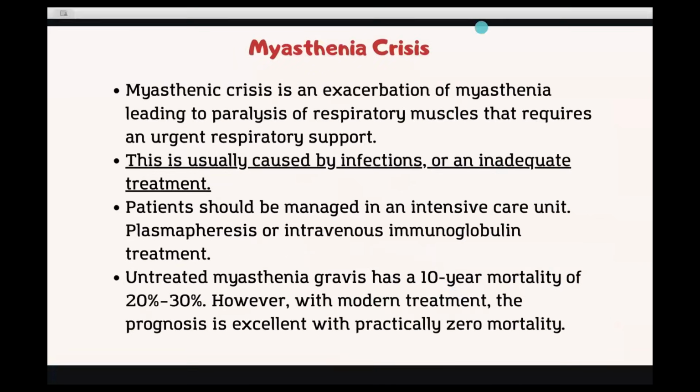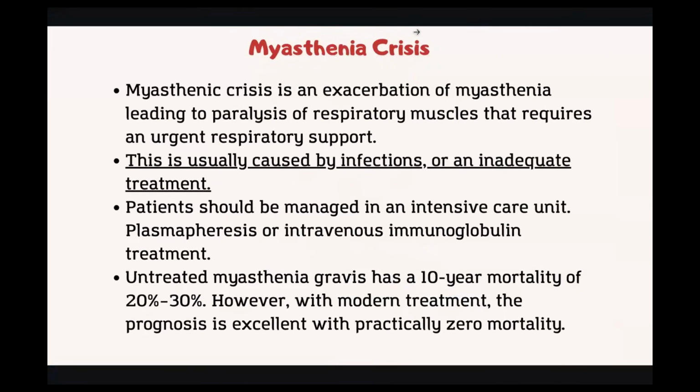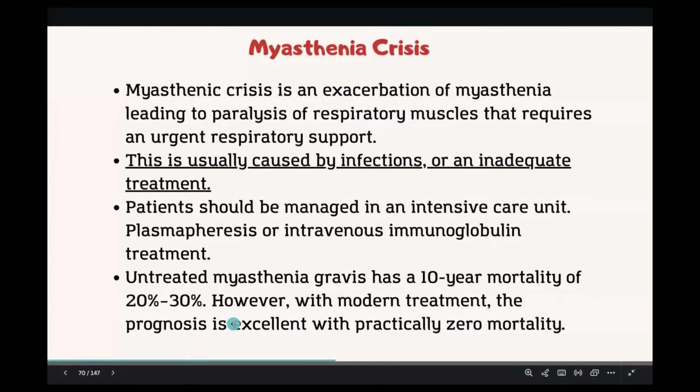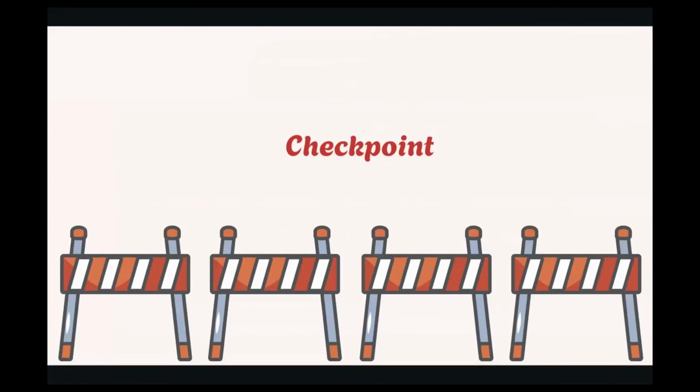Now, there is a case of myasthenia crisis. What happens here is that we have an exacerbation of the myasthenia leading to paralysis of respiratory muscles. That's why it's very urgent. This usually occurs by infections or inadequate treatment. Those patients should be taken to the ICU so that their respiratory muscles do not fail and they should be treated fast enough. So untreated myasthenia gravis has a 10-year mortality of 20 to 30%. However, with modern treatment, patients with myasthenia gravis are just living normally.